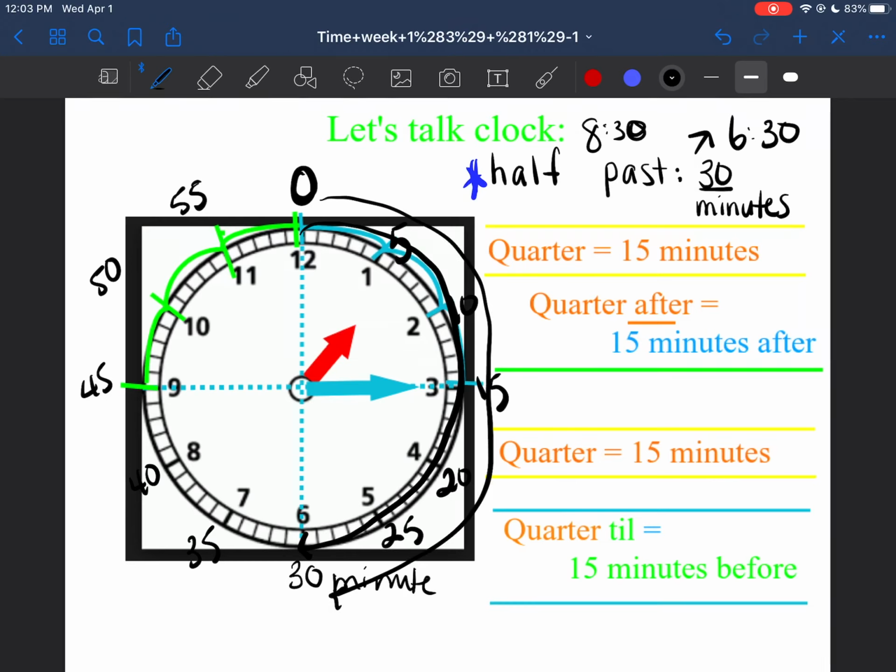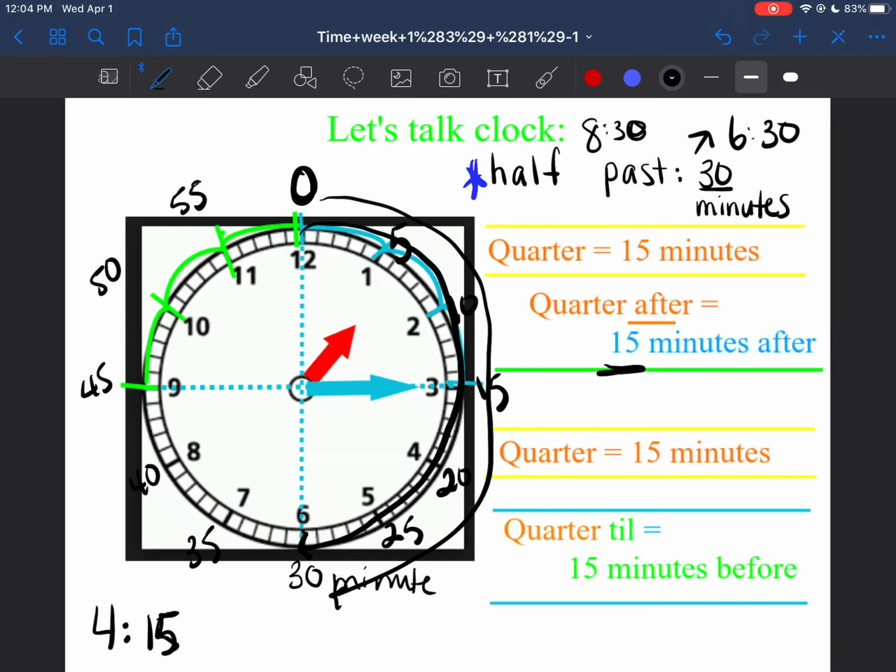All right, quarter. A quarter is 15 minutes. So if it's quarter after, that means it's a quarter after the hour. It's 15 minutes after that hour. For example, if it is a quarter after 4, it is 4:15. It's 15 minutes after 4, okay? Remember, a quarter is 15 minutes. Quarter after 5 would be 5:15, quarter after 6, 6:15, and so on.